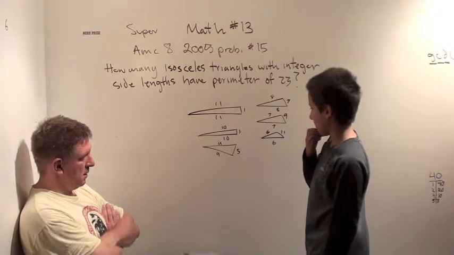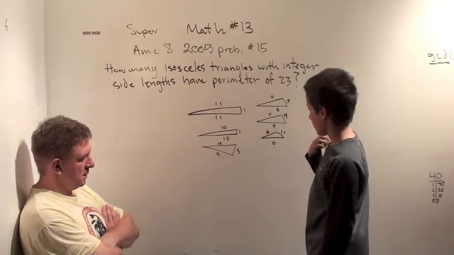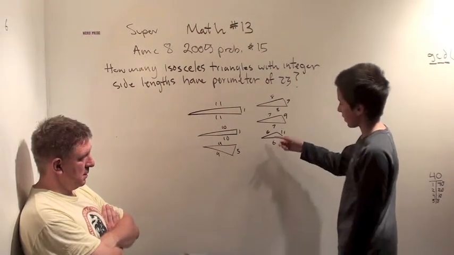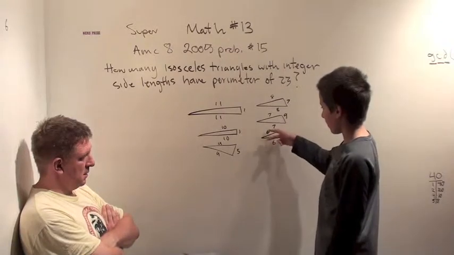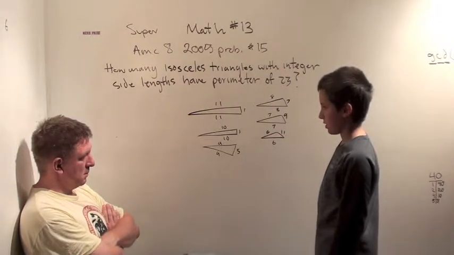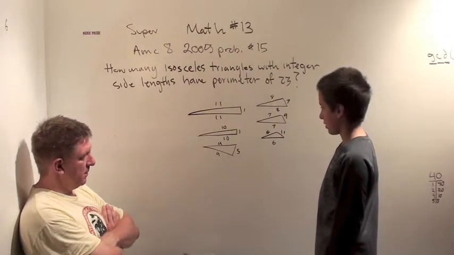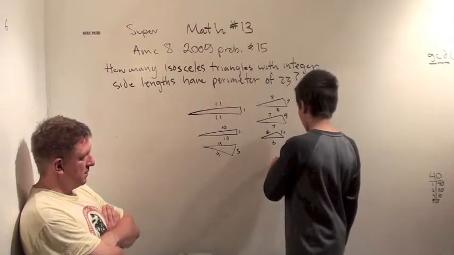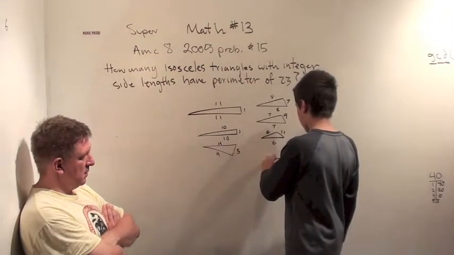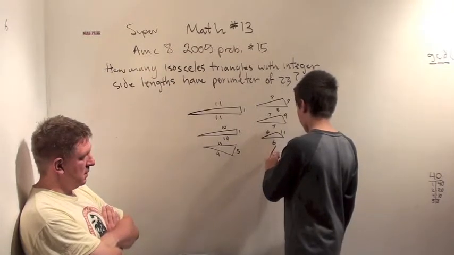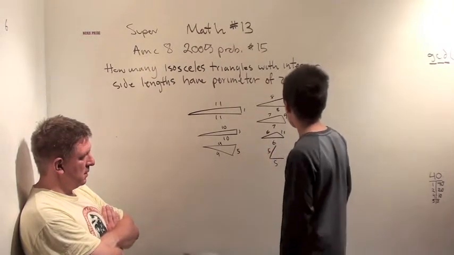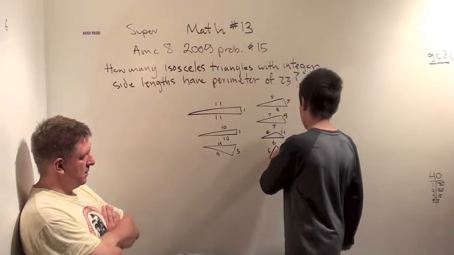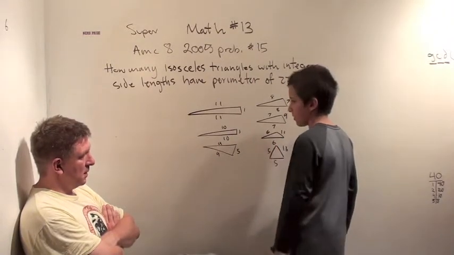The way I'll know if it doesn't work, actually, I think we can go all the way down to 1, and it'll still work. Well, let's see. Well, 5 and 5, 13. This one doesn't work.